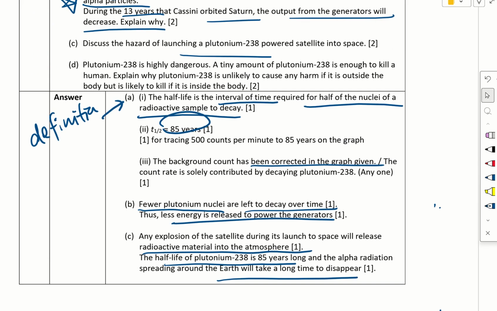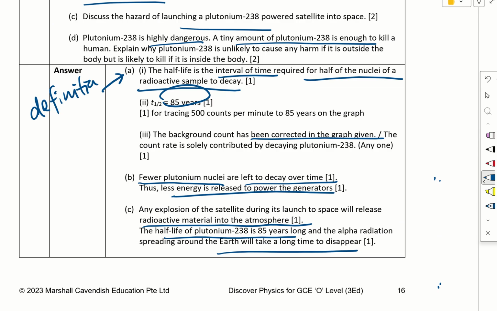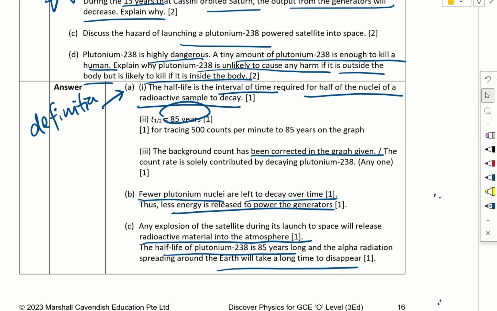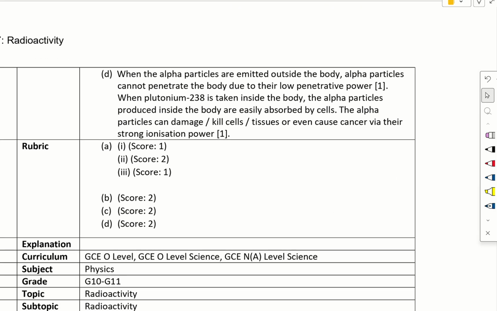Okay. Part D, plutonium-238 is highly dangerous. A tiny amount is enough to kill a human. Explain why it's unlikely to cause any harm if it's outside the body, but it's likely to kill if it's inside the body. If it's outside the body, remember, it actually emits alpha particles, so it can actually be blocked by our skin. Okay, so when it's emitted outside the body, they cannot penetrate the body due to their low penetrative power.